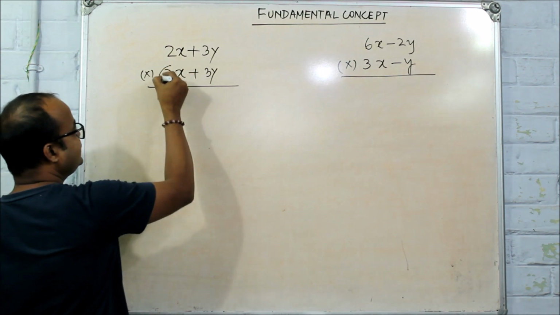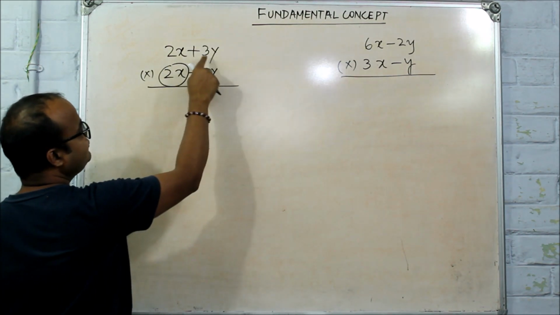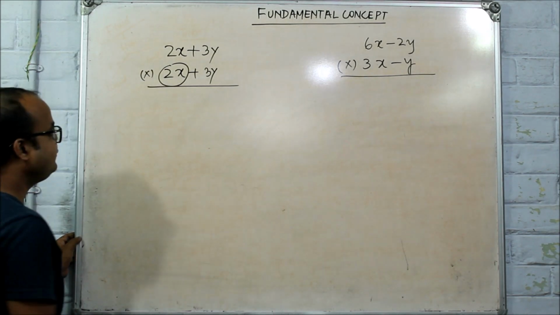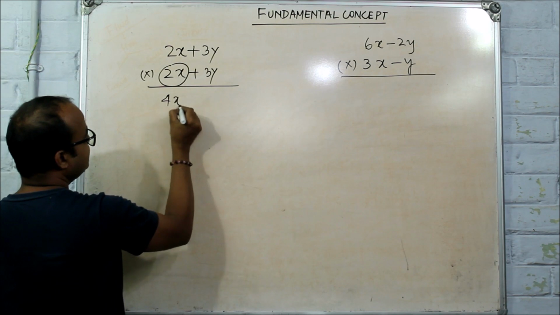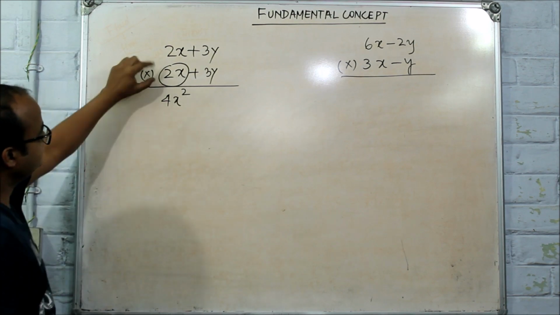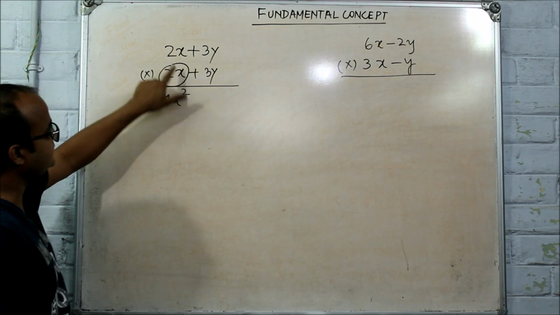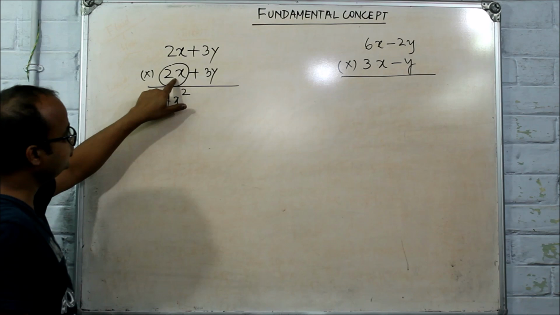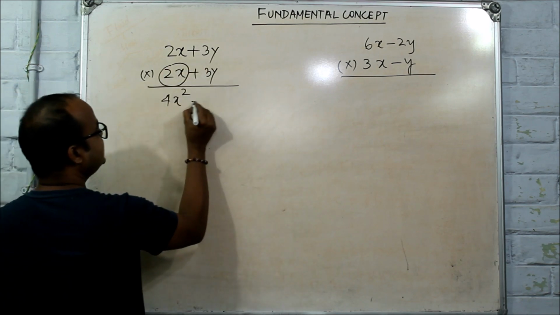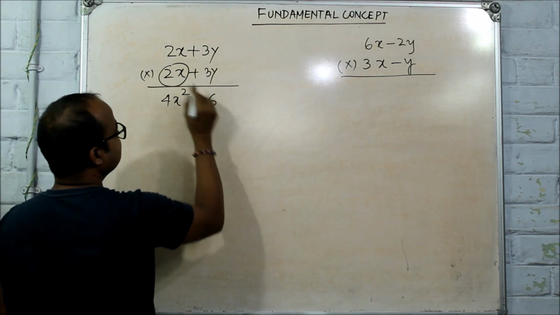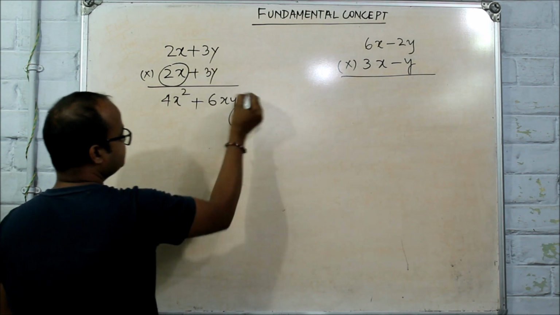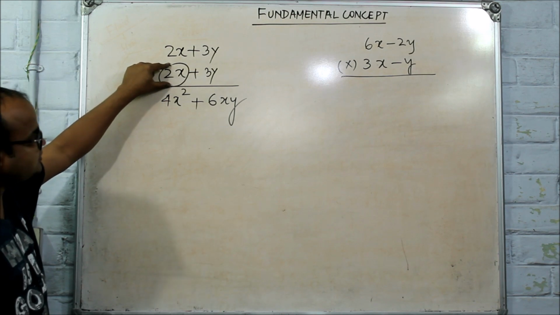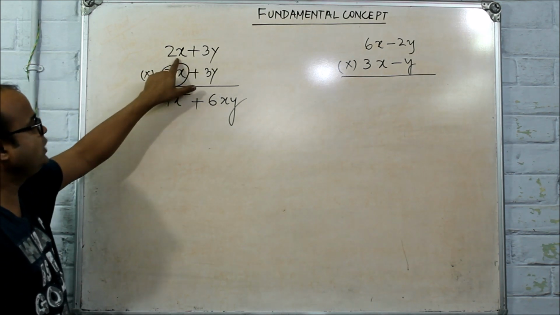Now take out the first term, 2x, and multiply with these two. So 2x into 2x: 2 twos are 4, x into x is x square. So we will get 4x square. Then again we multiply 2x with 3y. So plus 2 threes are 6, x into y, 6xy. Clear? So I am taking the first term, that is 2x, and multiplying with both 2x and 3y.